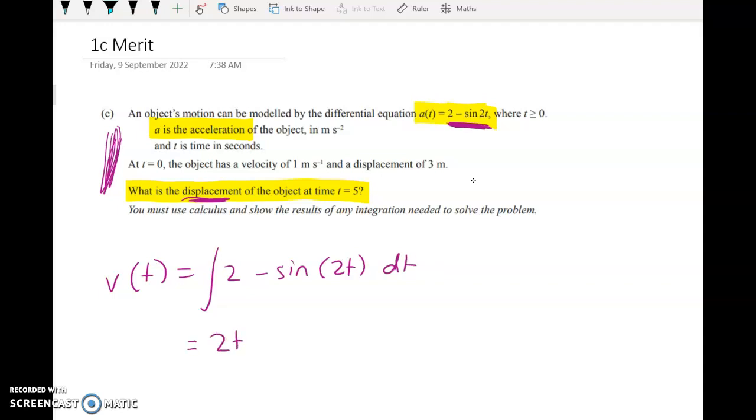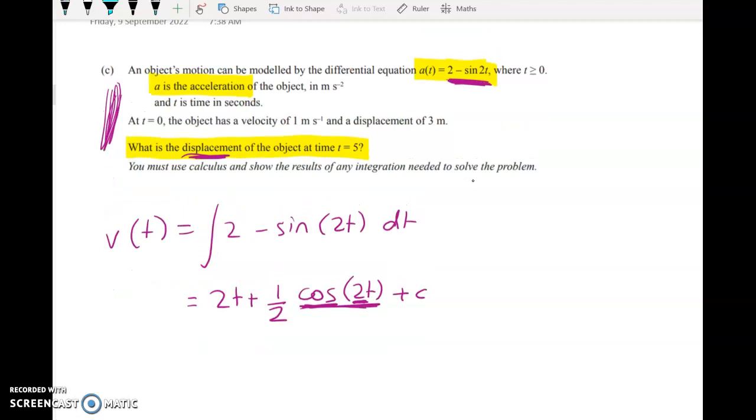We get 2t, and then we're going to have cos of 2t. When we differentiate this, we get a 2 popping out, so we need to undo that with a half. The integral of cosine is negative sine, so in here we want to have a plus sign, and we need a plus c on the end.